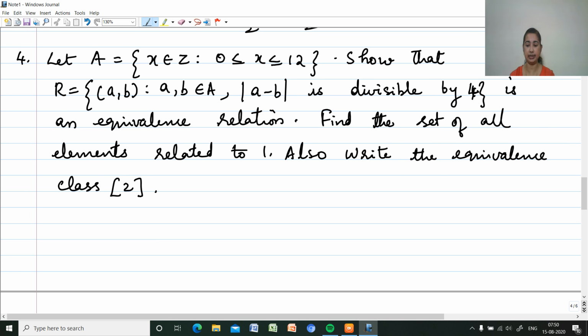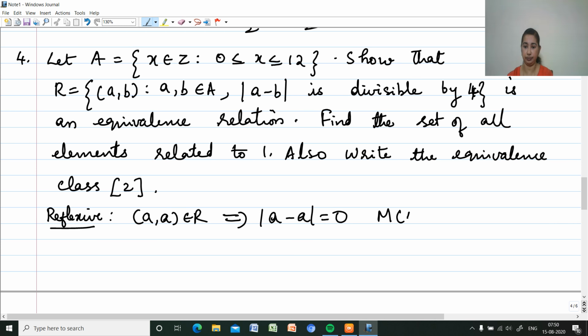So first we have to show that it is an equivalence relation. For that we have to prove whether it is reflexive, symmetric and transitive. For any a element of A, first we'll check reflexive. That means (a, a) element of R means modulus a minus a, which is equal to 0. That's a multiple of 4. Therefore it is reflexive. If I take the same elements, we get 0, and 0 is always a multiple of 4, so we can say that it is reflexive.